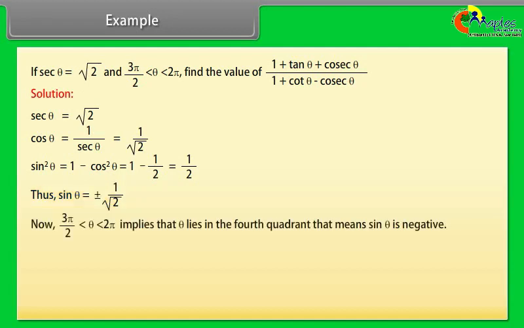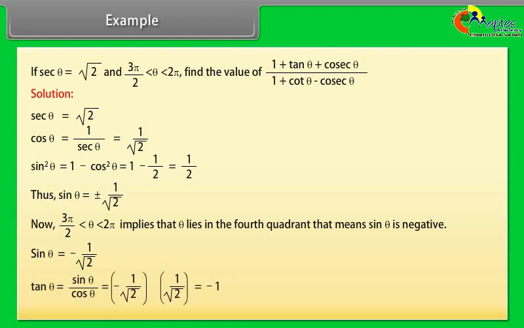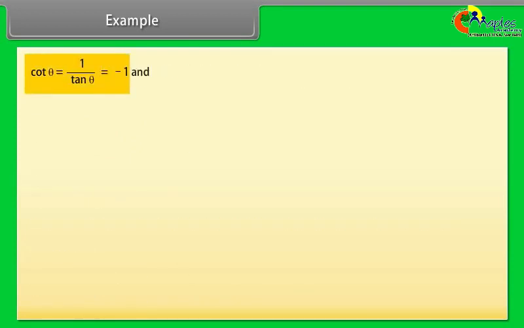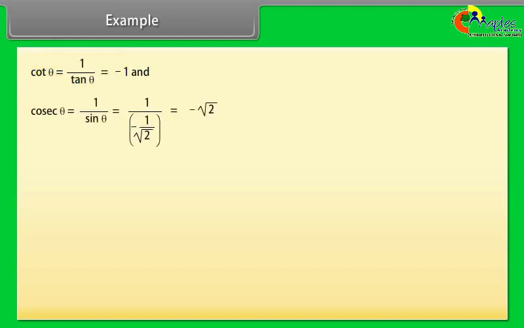Now, 3π/2 < θ < 2π implies that θ lies in the fourth quadrant. That means sin θ is negative. Sin θ = −1/√2. Tan θ = sin θ/cos θ = (−1/√2)/(1/√2) = −1. Cot θ = 1/tan θ = −1, and cosec θ = 1/sin θ = 1/(−1/√2) = −√2.